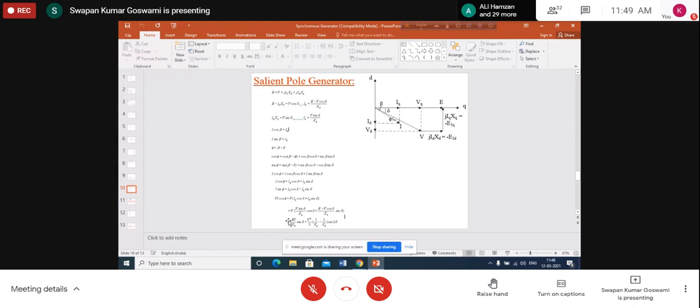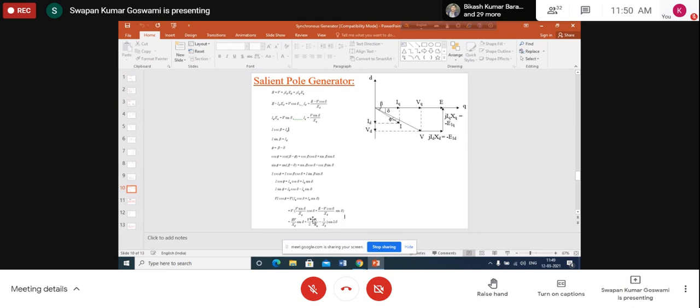The nature of expression is almost same. Here, it depends upon the field current and terminal voltage and reactance and delta. Here also it is same thing. Only difference is that here it is the difference of reactances or difference in reluctance, and there is a sine delta component as well as there is a sine 2 delta component. This sine 2 delta component, this is due to the difference in the reluctances.